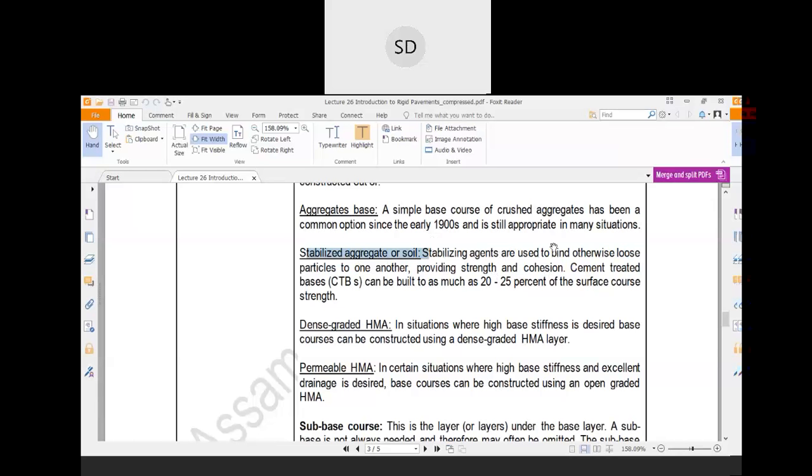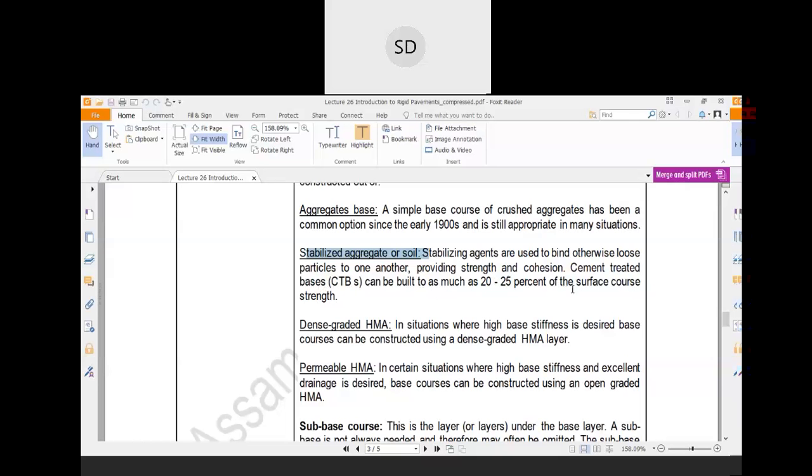Now, stabilized aggregate or soil. Stabilizing agents are used to bind otherwise loose particles to one another. If you want to stabilize the soil particles or soil subgrade, in that case, you can mix some chemicals so that these loose particles can be stabilized and act as a homogeneous mass.